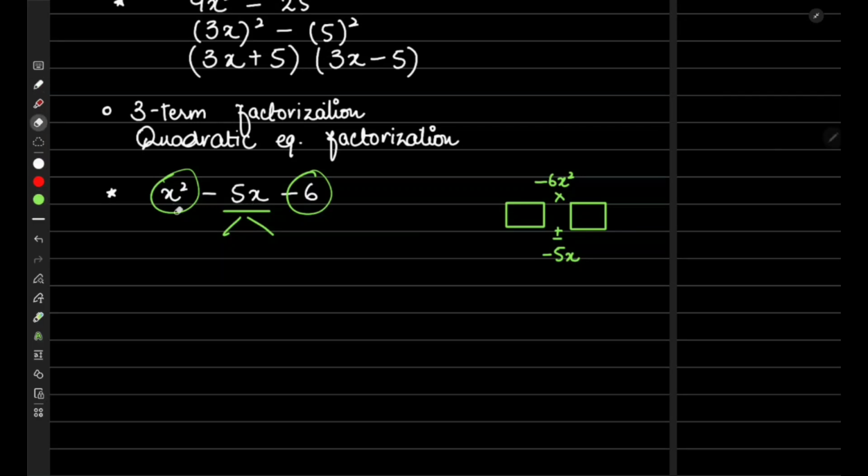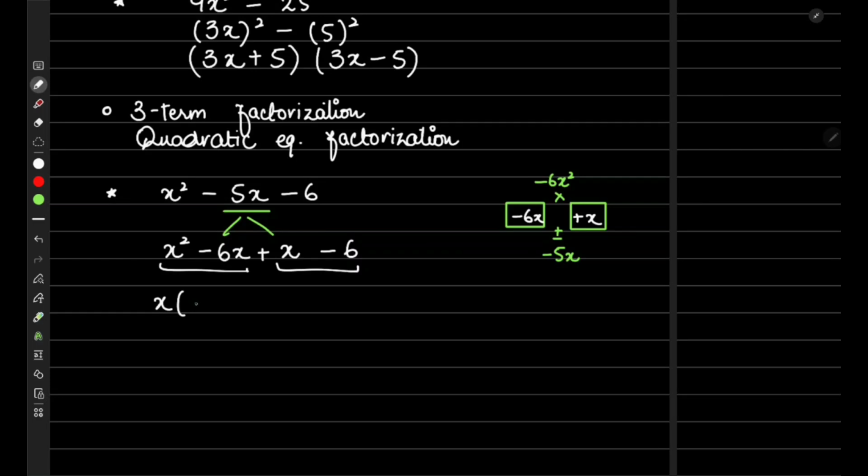So if you think about this, which two factors of 6 multiply to give you 6 and add up to give you minus 5? These are actually minus 6x and positive x. When added up, they give you minus 5x, and when multiplied give you minus 6x square. So by following this technique, you split the middle term into these two parts and write the first and last term as they are. Now we have to make groups, pairs, and take common out of each.